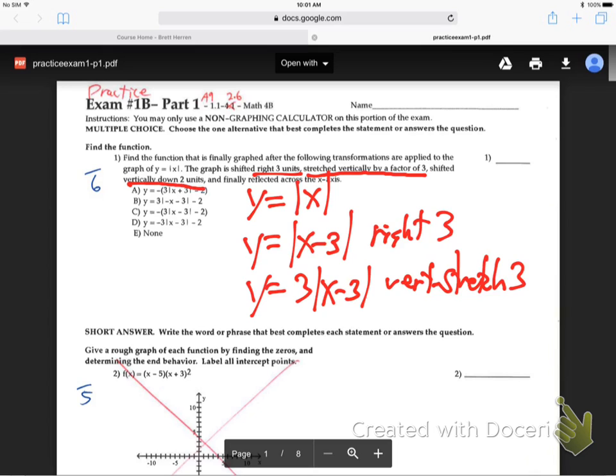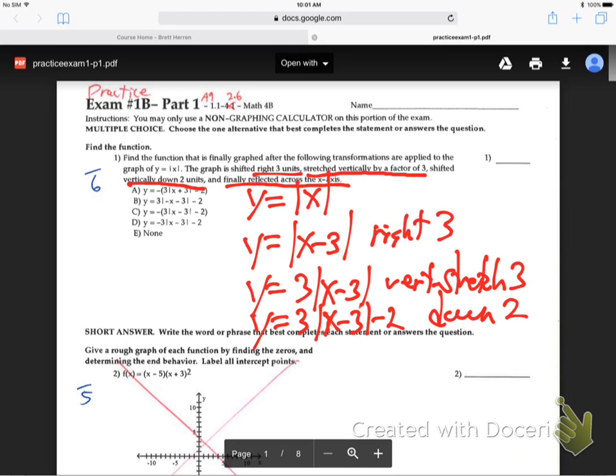Shifted vertically down 2 units. Down 2. What's going to do that? You know that. Just put a minus 2 out there. That's down 2. Right? That's what'll do that. We good? Okay, now here comes the real tricky one.